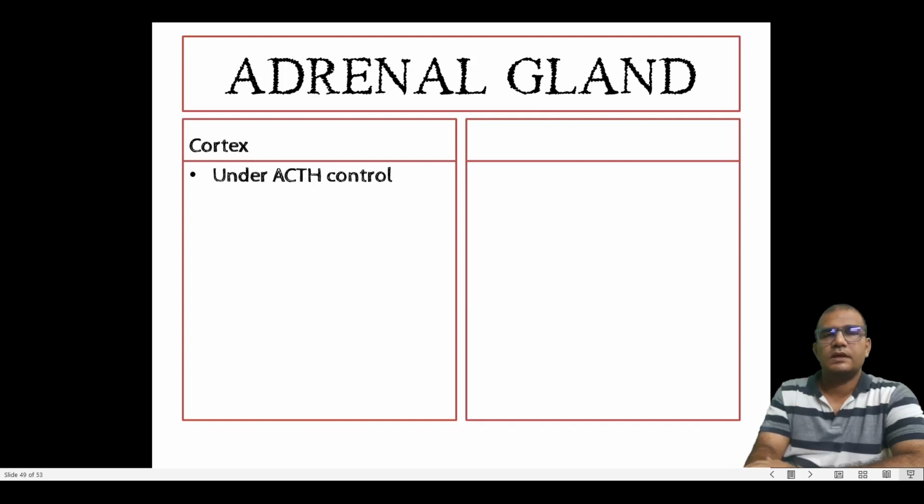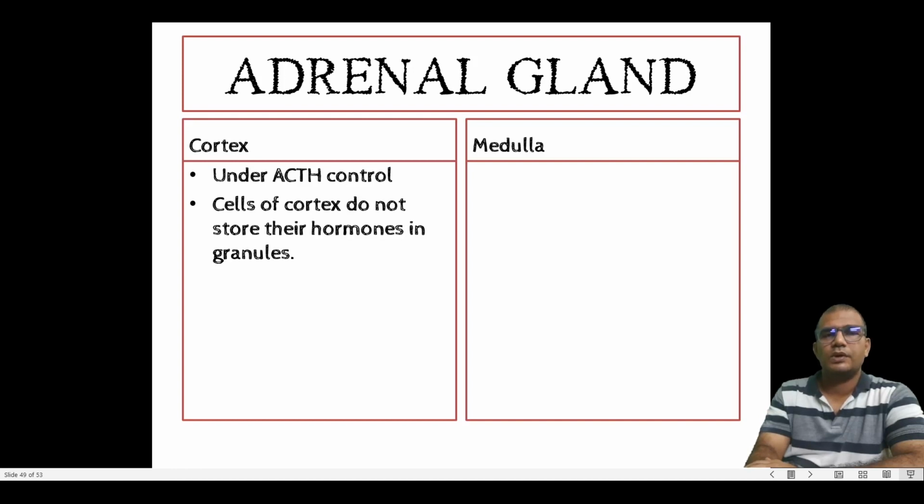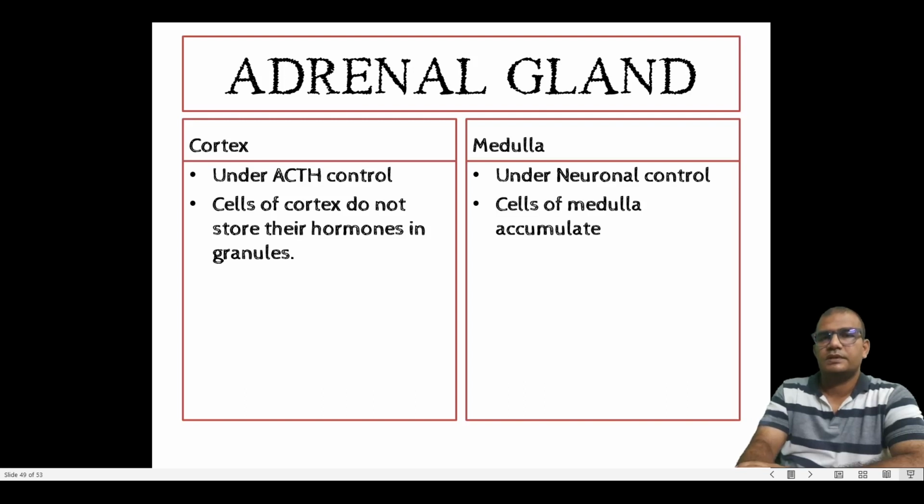The cortex is under control of the hormones from the pituitary, that is adrenocorticotrophic hormone. We have already discussed pituitary. We know it is secreted by the pars anterior. Then cells of the cortex, they do not store their hormones in the granules, whereas the medulla, it is under neuronal control, because we already discussed these are modified postganglionic sympathetic neurons. The cells of the medulla, they accumulate and store their secretory products in the granules.